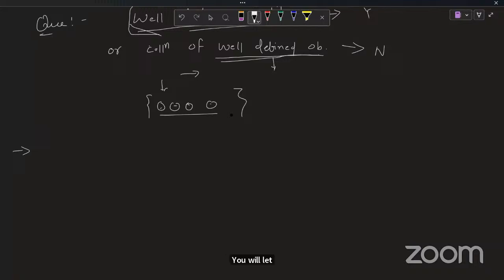Okay, let me discuss how many ways there are for representing a set. Let me discuss it first. You will understand. It is a little bit confusing.